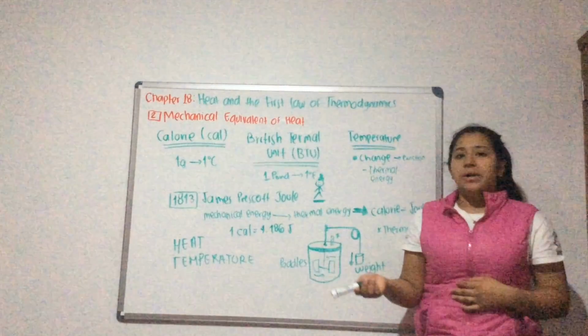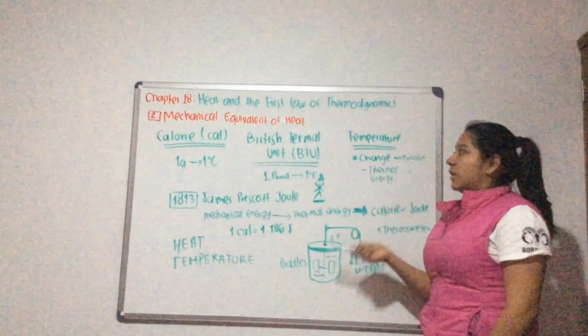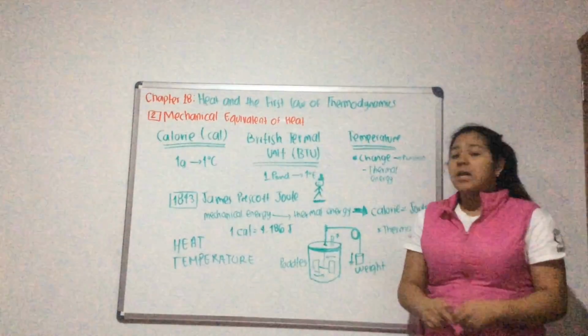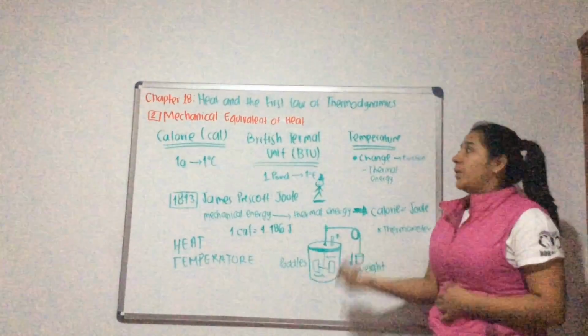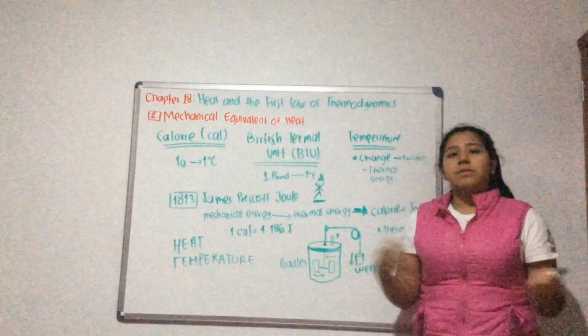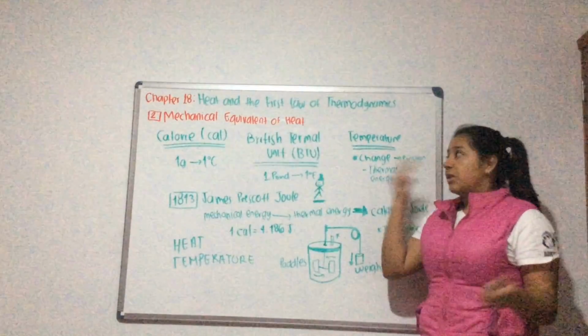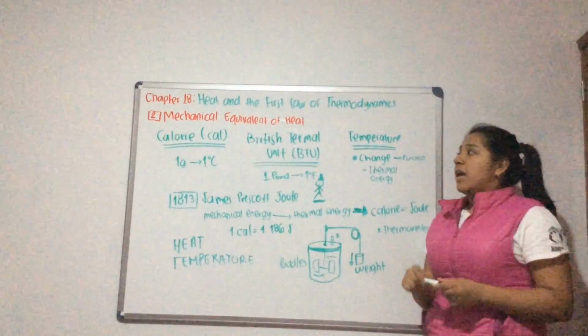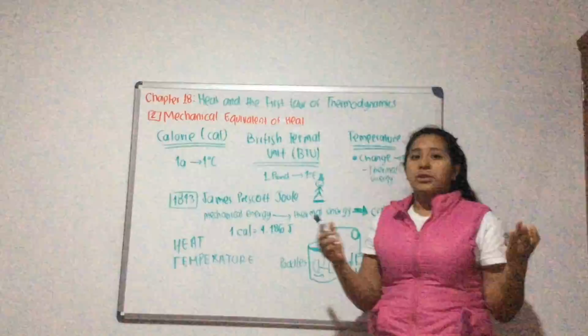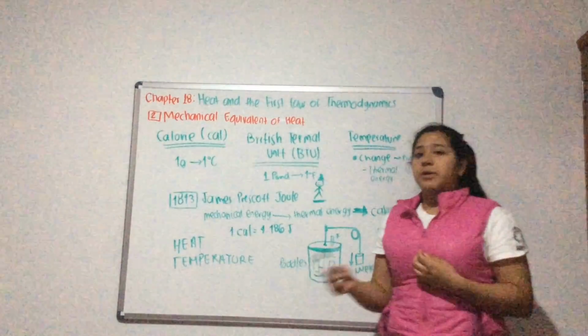So now we're going to talk about the second topic of Chapter 18, which is called the mechanical equivalent of heat. First of all, we're going to begin with the definition of a calorie. A calorie is the amount of heat required to raise the temperature of water.